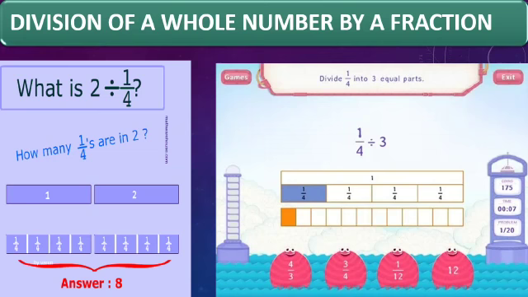Now, what is 2 divided by 1 by 4? See here, if we have to divide 2, we are going to draw 2 boxes, 1 and 2. Now, we have to divide by how much? 1 by 4. We are going to distribute 1 and 2 into equal 1 by 4 parts. When we divide 1 into 4 parts, we have to cut it into 4 parts, that is 1 by 4, 1 by 4, 1 by 4, 1 by 4.